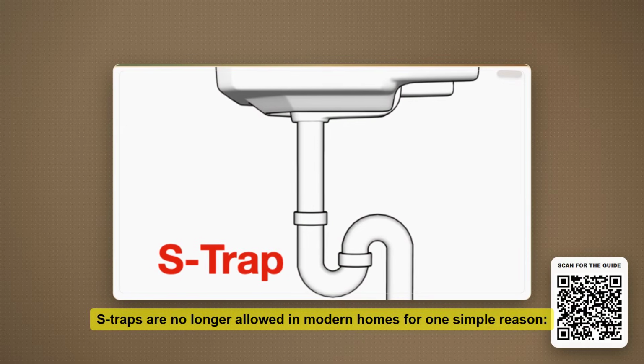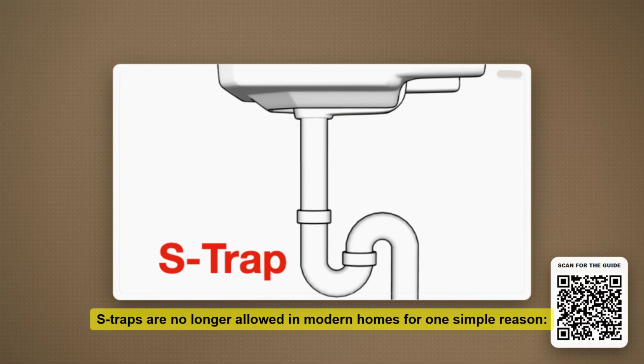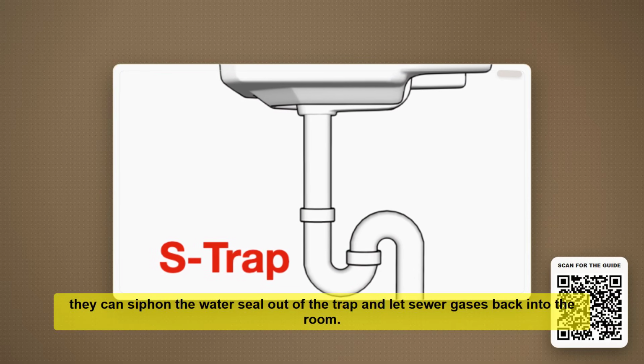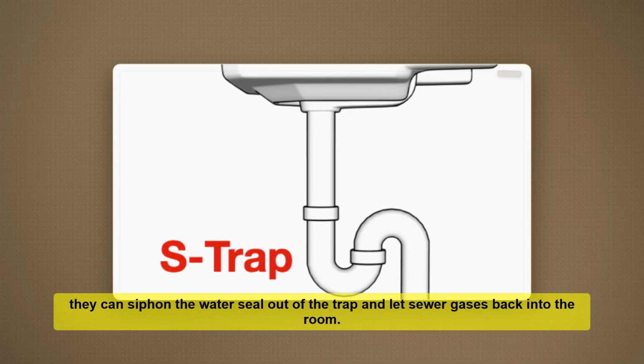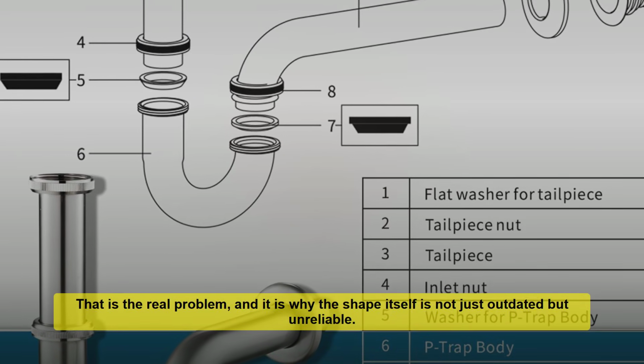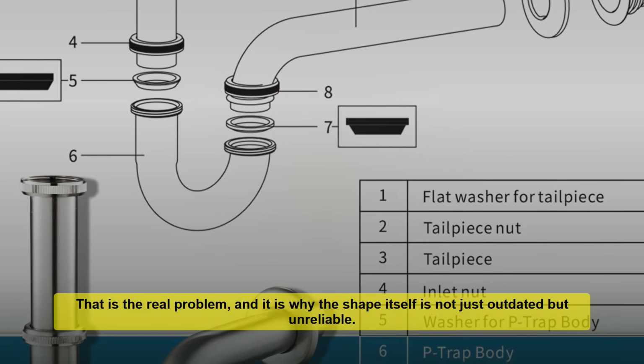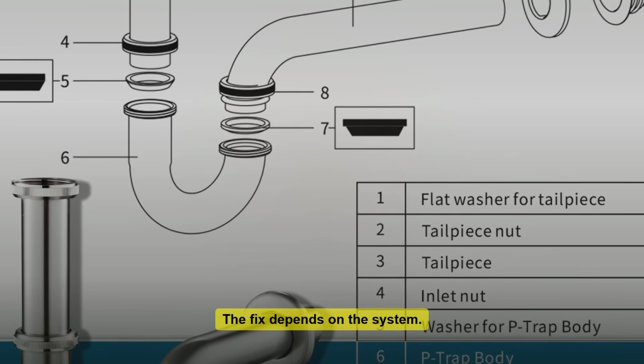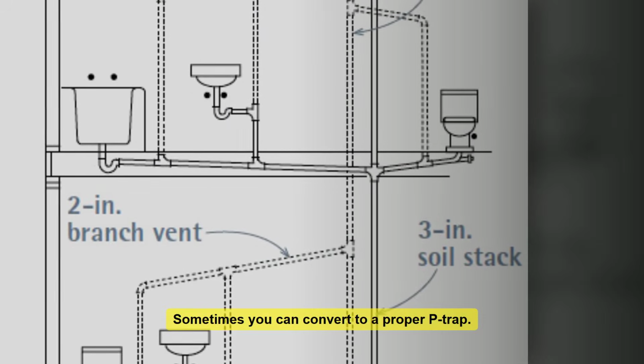S-traps are no longer allowed in modern homes for one simple reason. They can siphon the water seal out of the trap and let sewer gases back into the room. That is the real problem, and it is why the shape itself is not just outdated, but unreliable. The fix depends on the system.